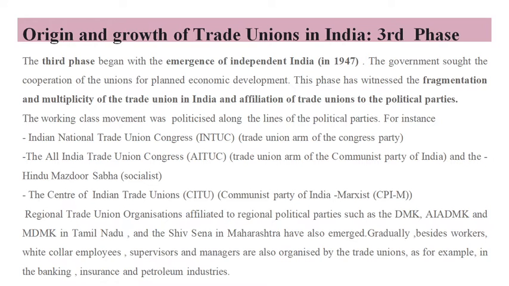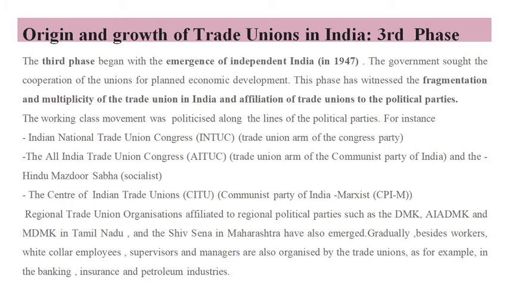For instance, Indian National Trade Union Congress, that is the trade union arm of the Congress Party. The All India Trade Union Congress is a trade union arm of the Communist Party of India. Similarly, Hindu Mazdoor Sabha, having affiliation with the Socialist, the Center of Indian Trade Unions having affiliation with Communist Party of India Marxist. In the same line, regional trade union organizations affiliated to regional political parties such as the DMK, AIADMK and MDMK in Tamil Nadu and the Shiv Sena in Maharashtra have also emerged.